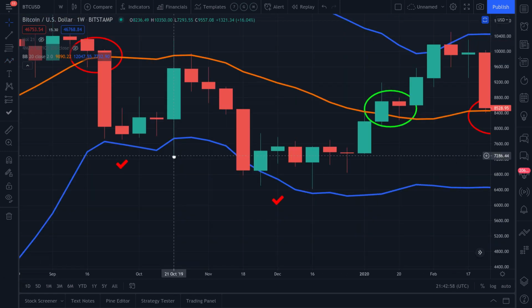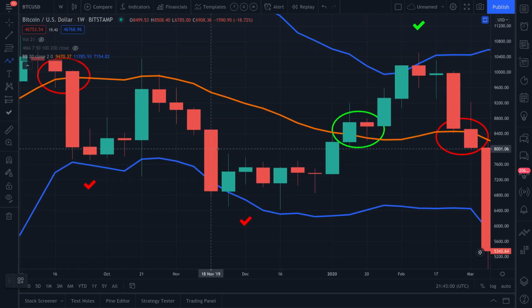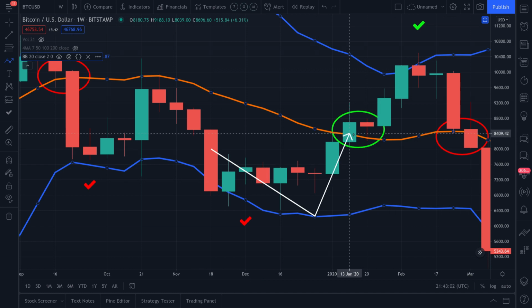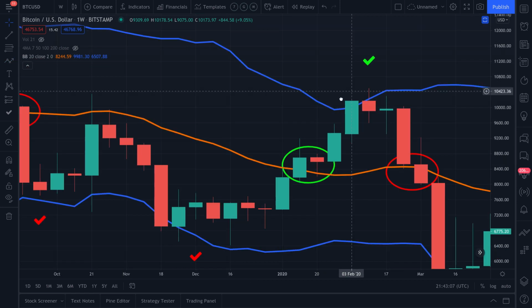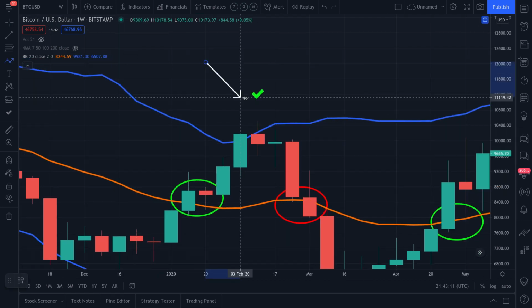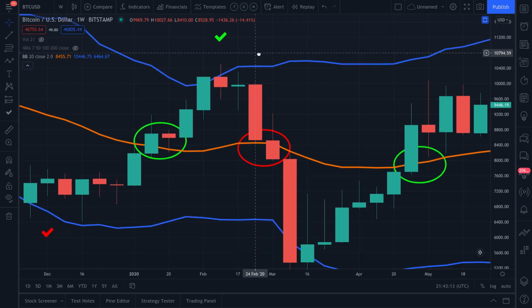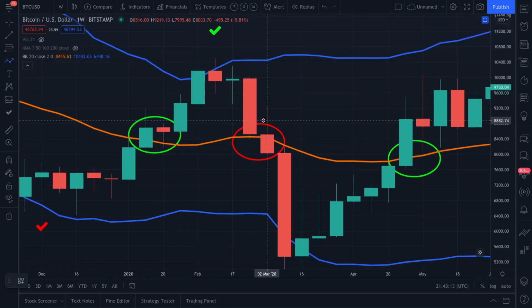Now, if we scroll on over, we got a nice close above. Green circle represents a close above the orange line. Close above it. And then, of course, the test of the blue line right there. It's going to make sense. Stick with me here. Representing the green check mark, which we're not focusing on. We got a red circle here, close below the orange line. Test, actually a breakthrough of the blue line.